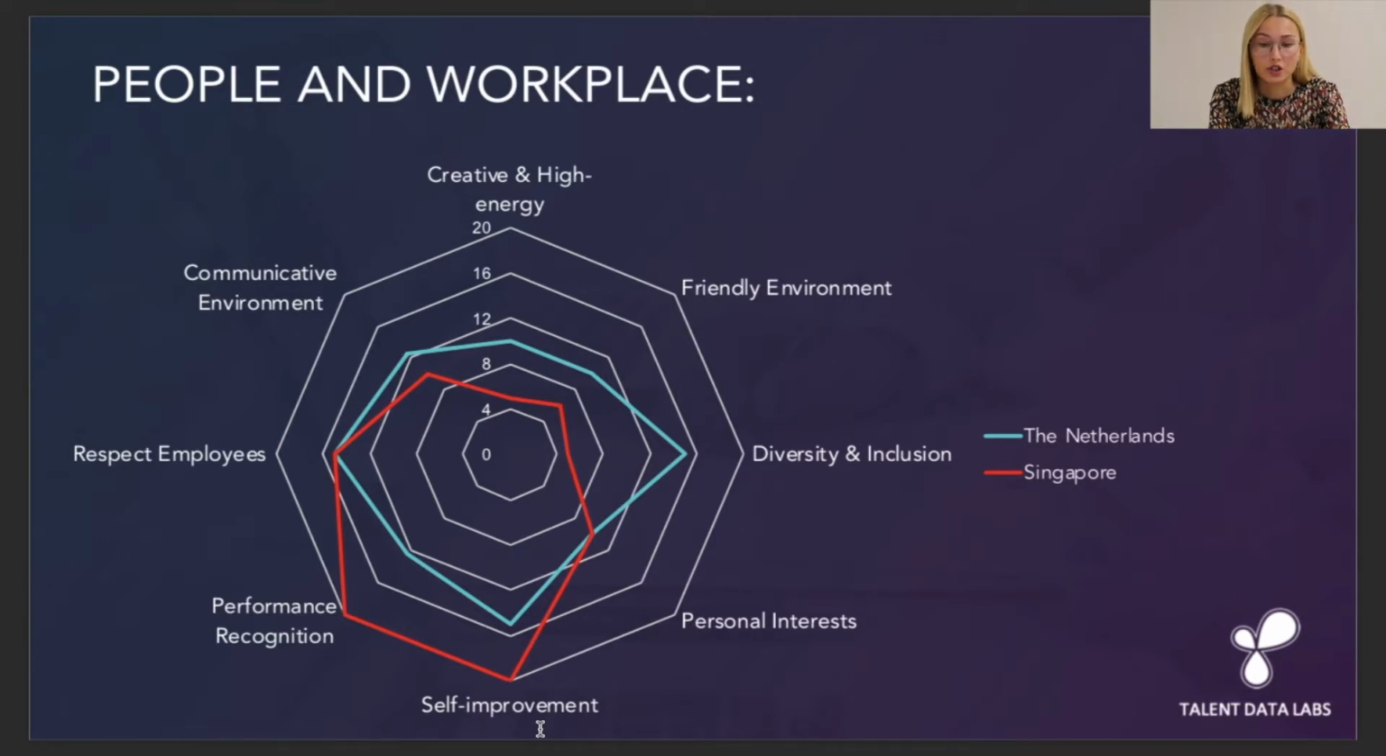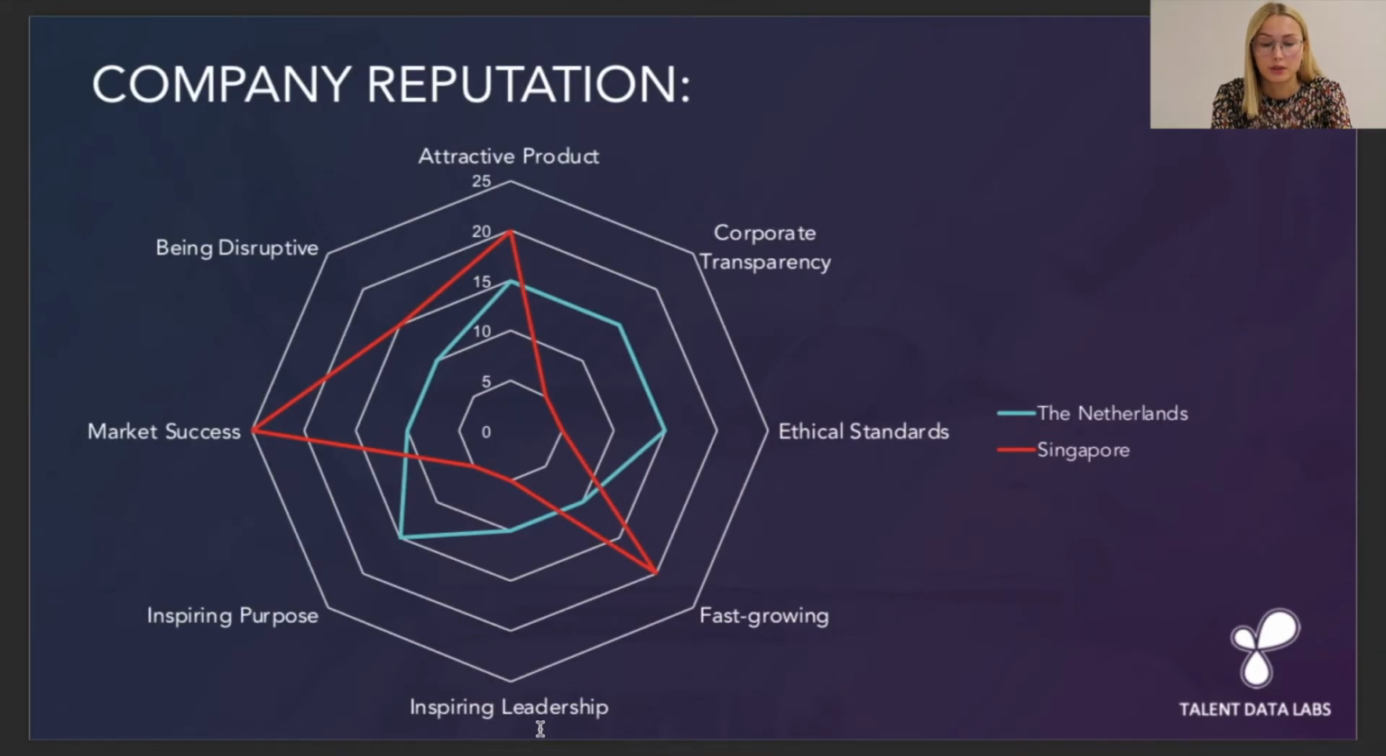Let's go to the second chart, which shows the importance of company reputation to the respondents. And here we can see the Singaporean team values market success and growth more than the Dutch team. So answering this problem, a possible solution could be focusing on ownership, making the products and marketing strategies a local responsibility as much as possible.